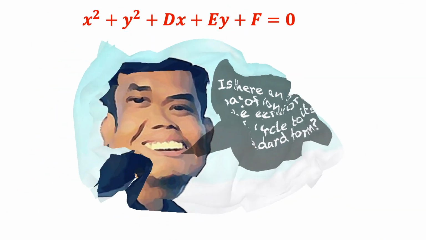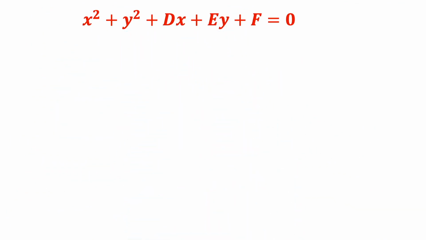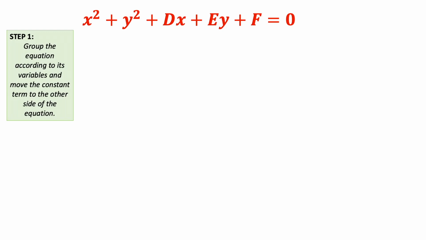To derive the formulas, we will also follow the suggested steps in the first example. I will group the equation according to its variables, and the constant term will be moved to the right side of the equation. Therefore, I will have quantity x squared plus dx as the first group, plus quantity y squared plus ey as the second group. Then, equals negative f.